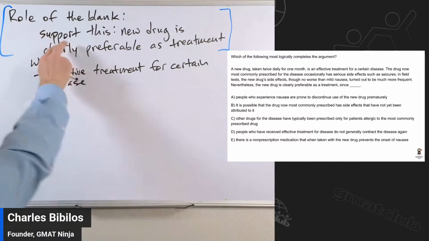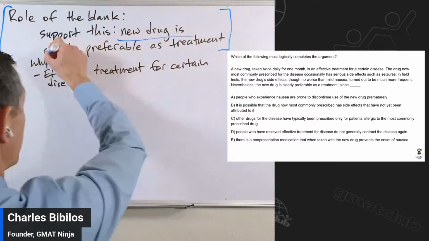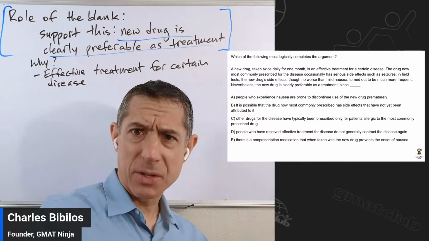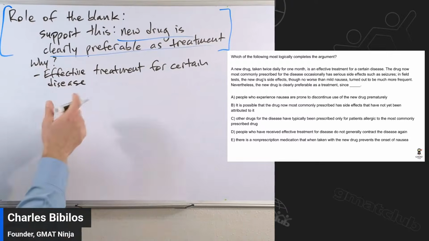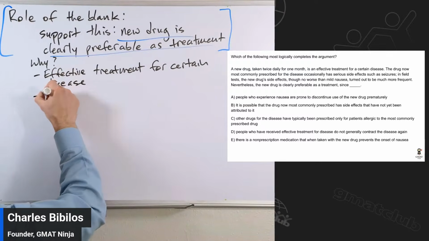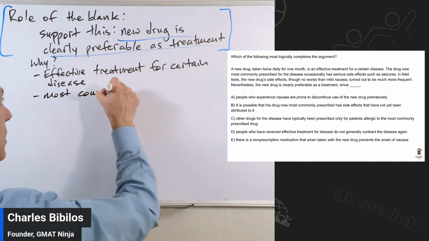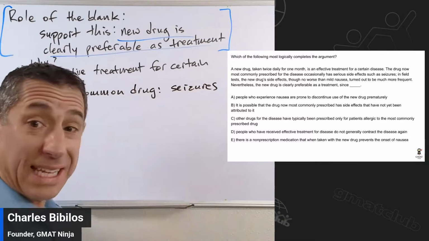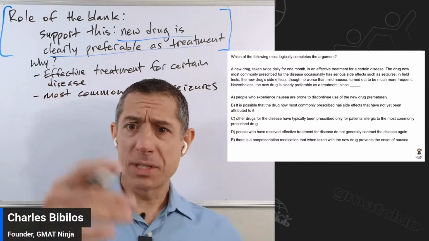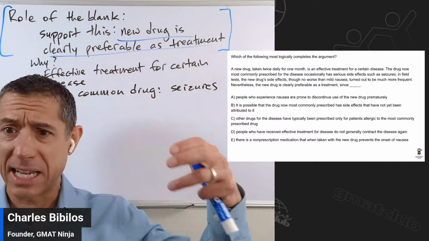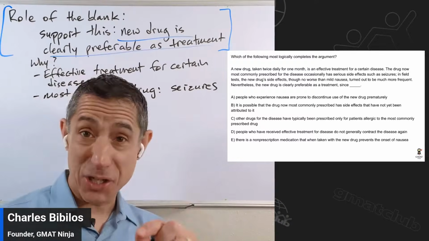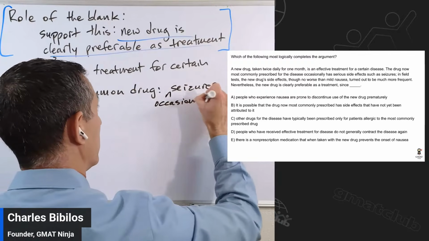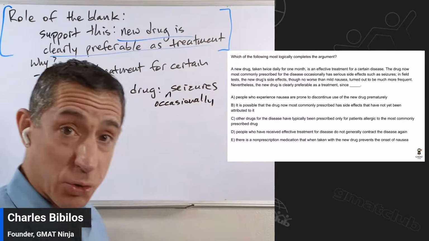Here, what are we doing? The role of the blank is just to support this conclusion that the new drug is clearly preferable as a treatment. Well, what's the support for that? We know a couple things. This new drug is an effective treatment for a certain disease, and the most commonly prescribed drug for the disease occasionally has serious side effects such as seizures. Say that 10 times fast. So occasionally seizures. Okay, so this seems like a good reason to have some other drug.